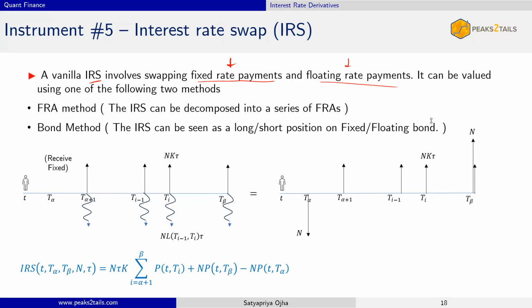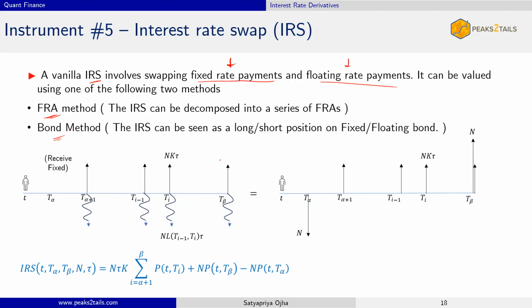All right. So how can you value IRS using the FRA method? Essentially, if you look at IRS, it's just a series of FRAs, and we know how to value the FRAs. So you just have to do multiple valuations of different FRAs, add them together, then you have the value for IRS. Or we can use the bond method. Now, bond method, first let's look at the cash flow diagram, it will be clear.